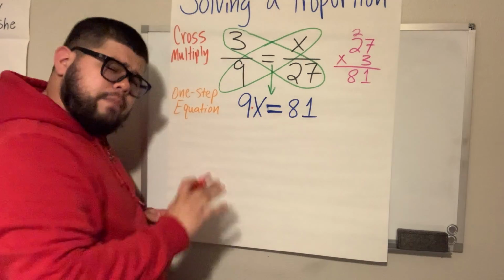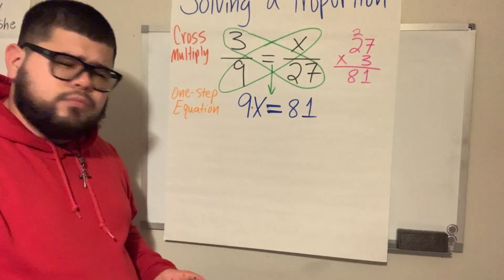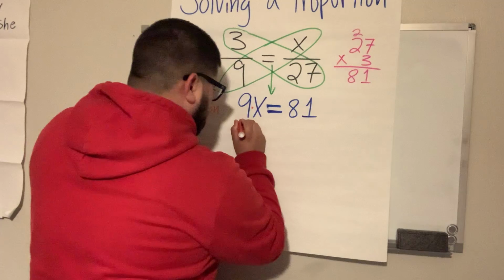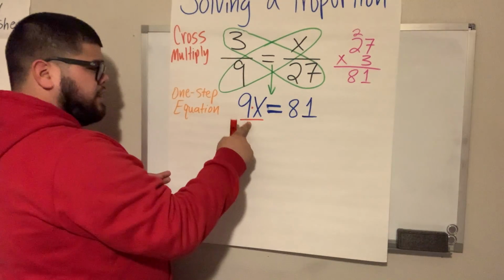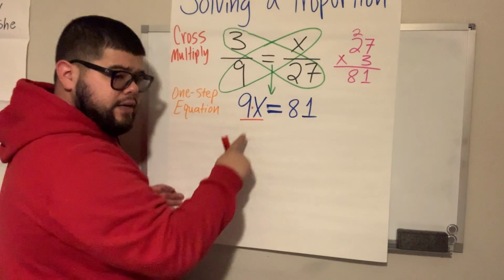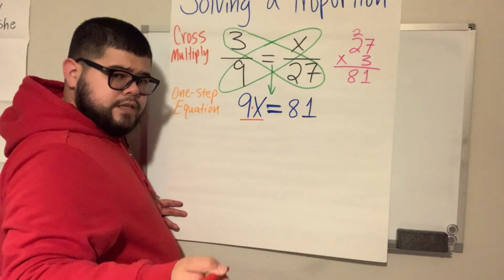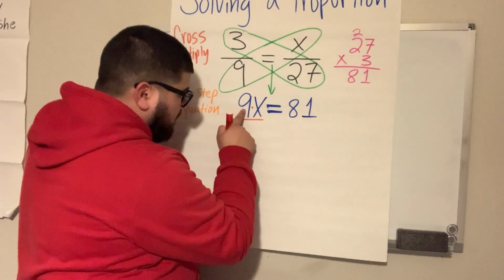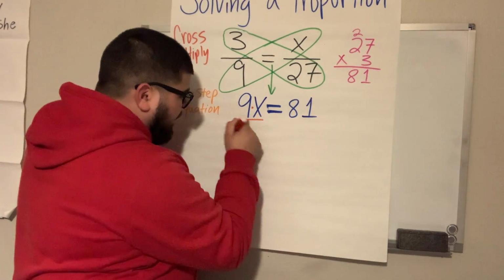Now, please remember, do not draw division symbols. Remember, fractions are just division problems. So we're going to draw that fraction line on the left side. So the opposite of multiplication is what? Division, right? And we're going to divide by whatever is being multiplied by the variable. That's 9. So we're going to divide by 9.